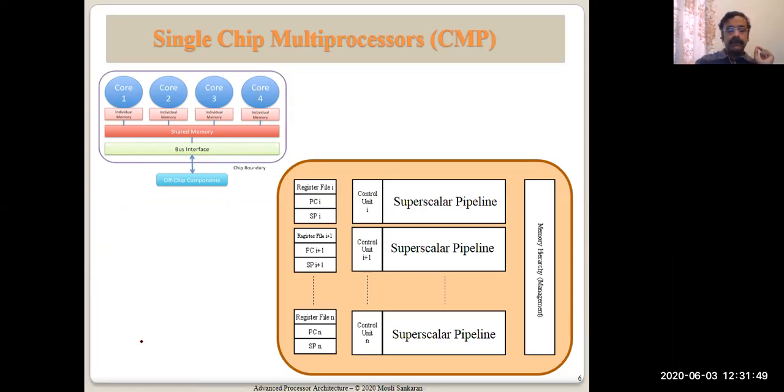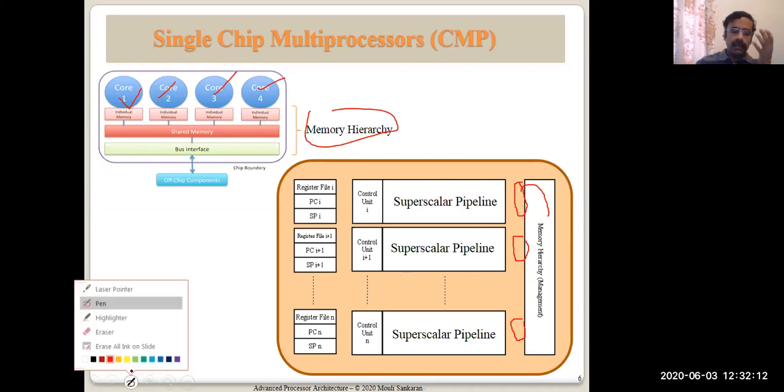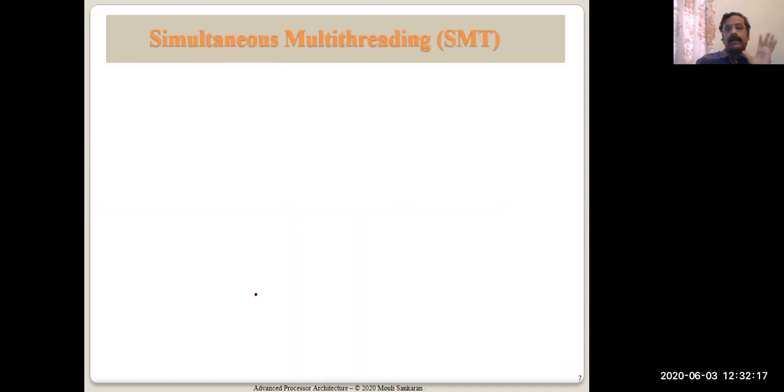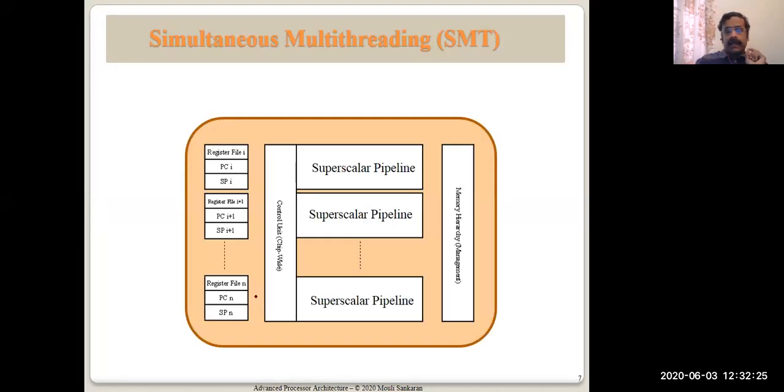So what is this? This is a single chip multiprocessor. That means it has multiple processors inside a single chip. And the memory hierarchy shown here, you have to take it with a pinch of salt. Individually L1, L2 are shown, but don't worry. I want you to understand the higher-level concept. Now I am going into simultaneous multi-threading, SMT. Let me explain now.